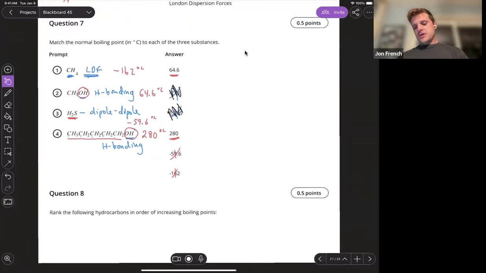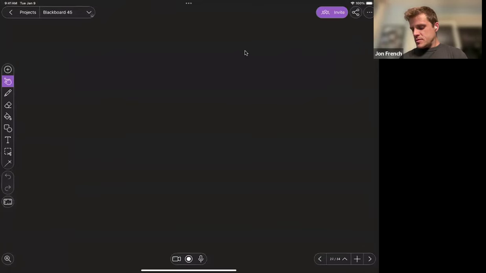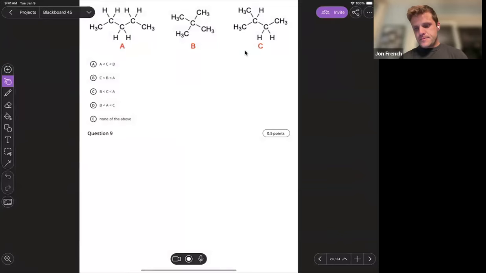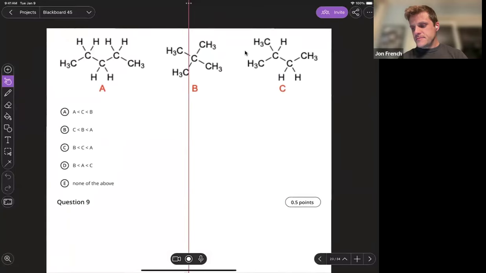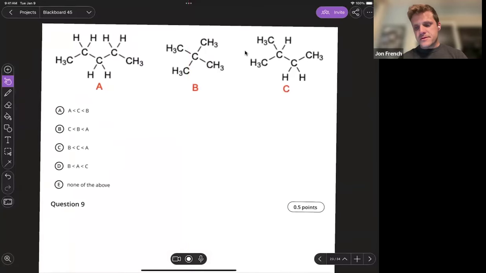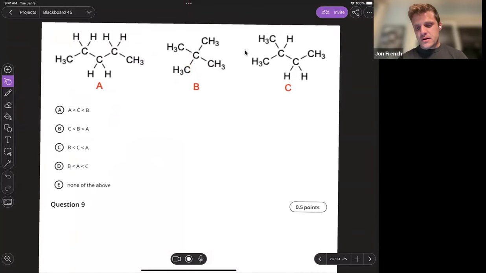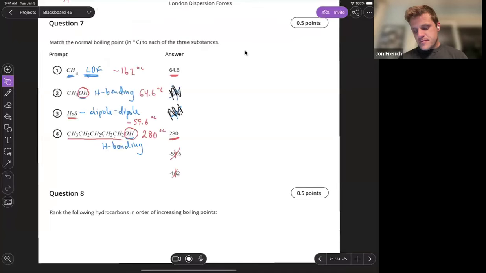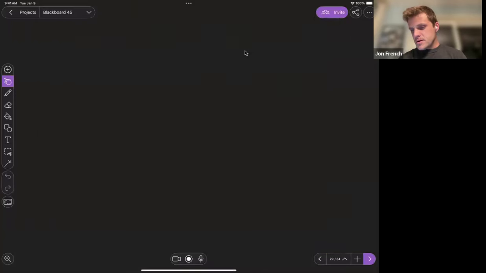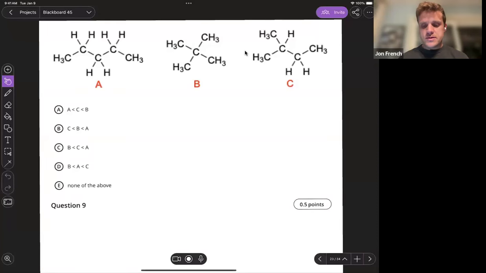Question 8, rank the following hydrocarbons in order of increasing boiling points. So this is similar to the question that was asked earlier about the impact that branching has on boiling point, right? So we're asked to order them in order of increasing boiling point. So we want to go from low to high.